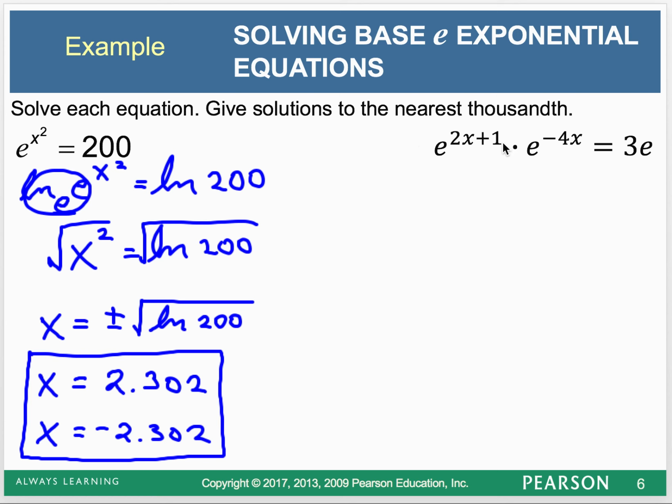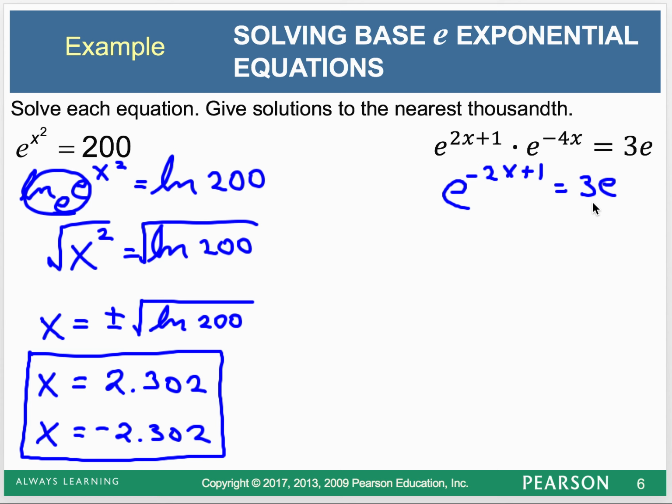Okay, notice over here I got a bunch of bases the same, all right? This looks like a complicated problem, but I've got to recognize the differences in the kinds of equations I have. If my bases are the same, hey, I can combine that. I always try to make everything as simple as possible. If I have exponential numbers where the base is the same, I can combine them into one base by adding the exponents. So I'm going to add 2x plus 1 plus negative 4x. So what am I going to get there? Negative 2x plus 1, right? Just add the exponents, equals 3e.